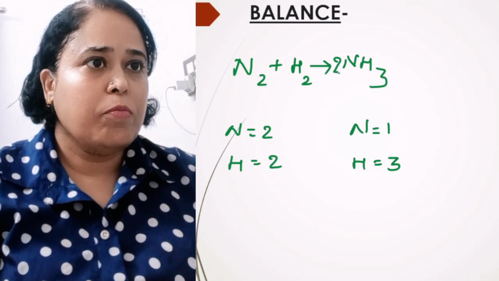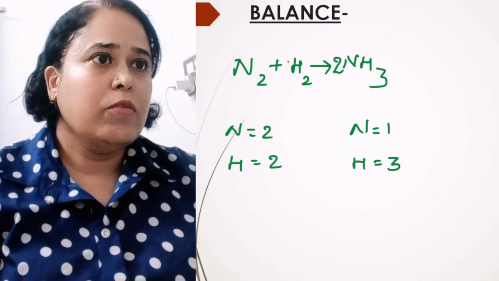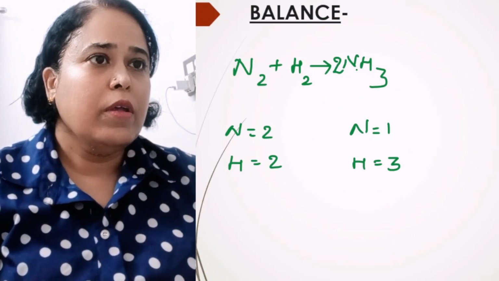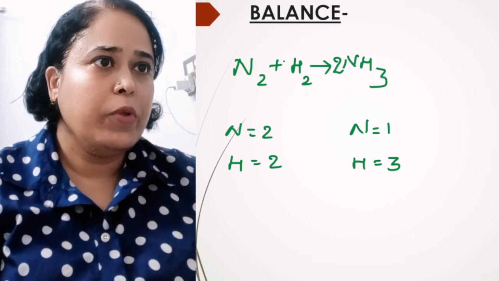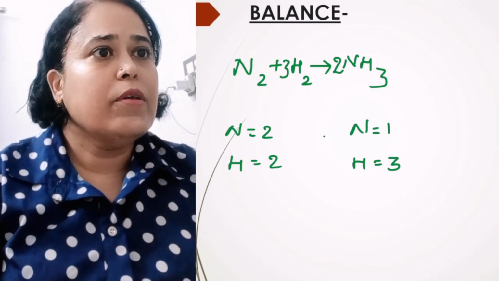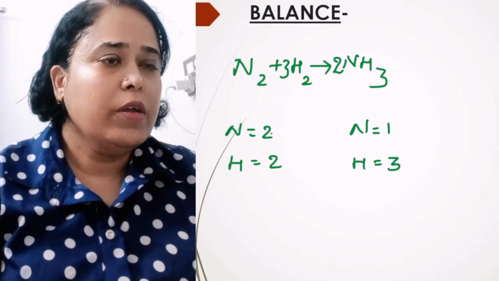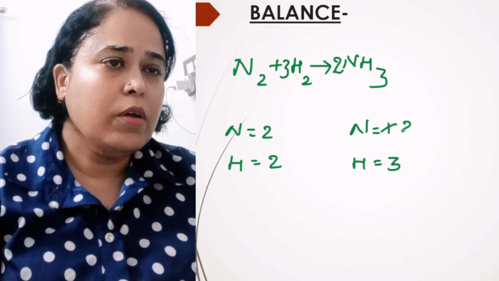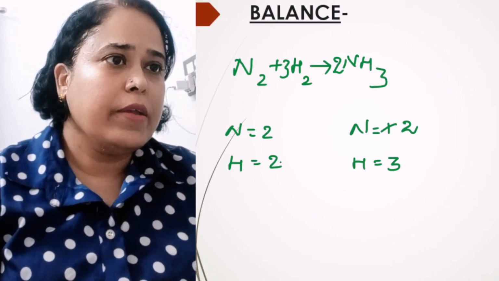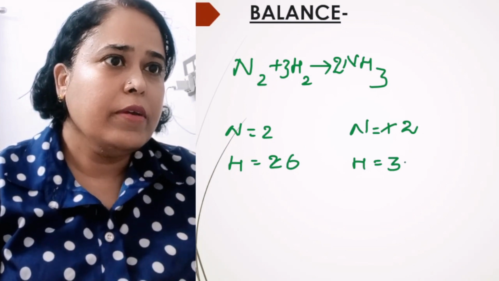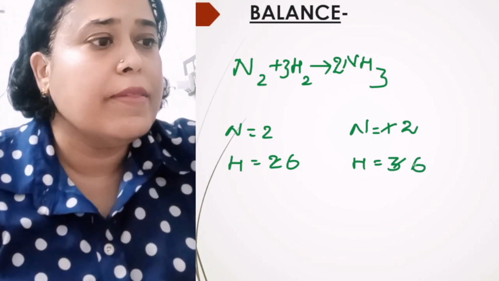Try to balance it by writing 2 here. So nitrogen is balanced, 2 and 2. Hydrogen is 6 here, so make it 3. So it's balanced now. Nitrogen 2 on the reactant side and nitrogen 2 on the product side. Hydrogen 6 on the reactant side. Hydrogen 6 on the product side. So it's balanced.